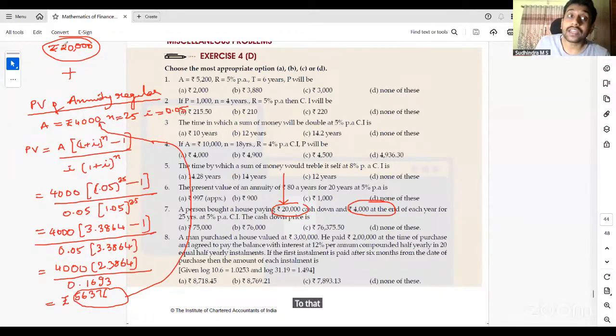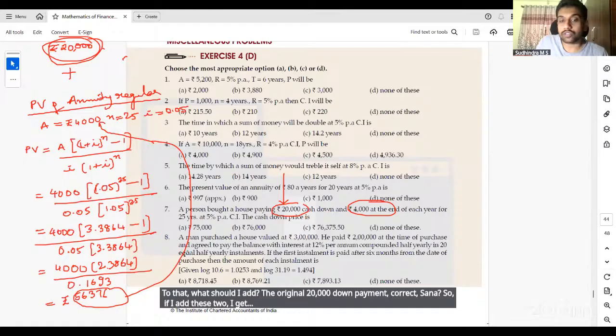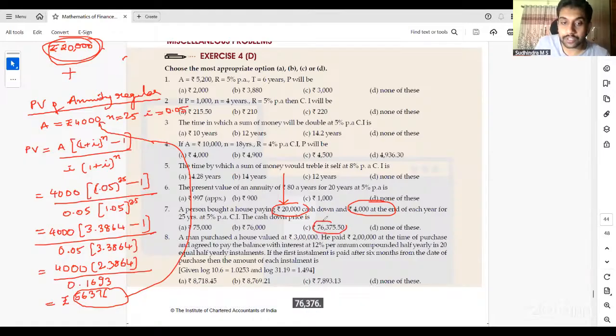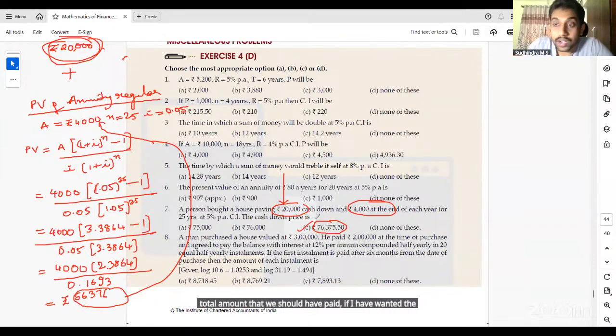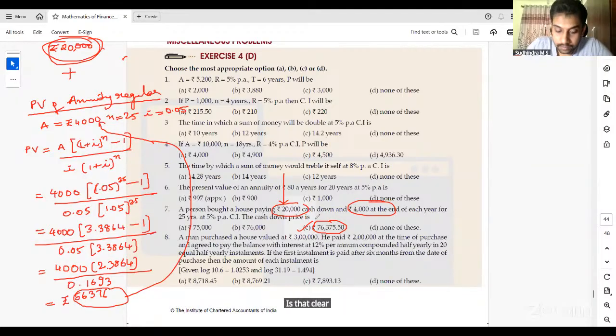To that, what should I add? The original 20,000 down payment. Correct, Shana? So if I add these two, I get 76,376. Option C being the total amount that we should have paid if I wanted the complete amount today. If I had paid the complete amount today. Is that clear? Yes, sir.